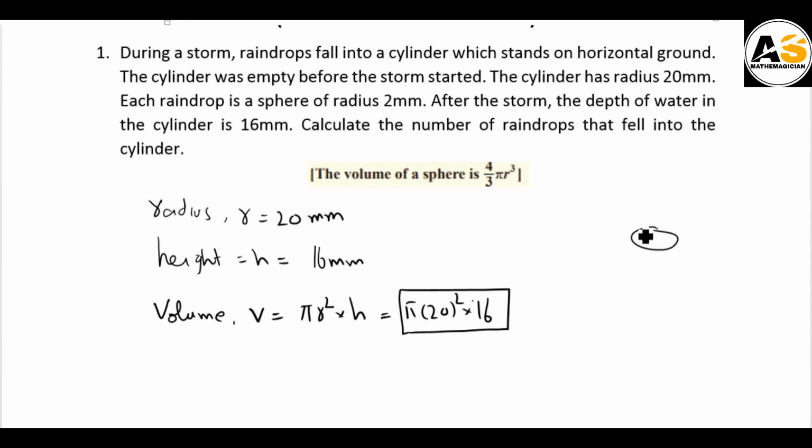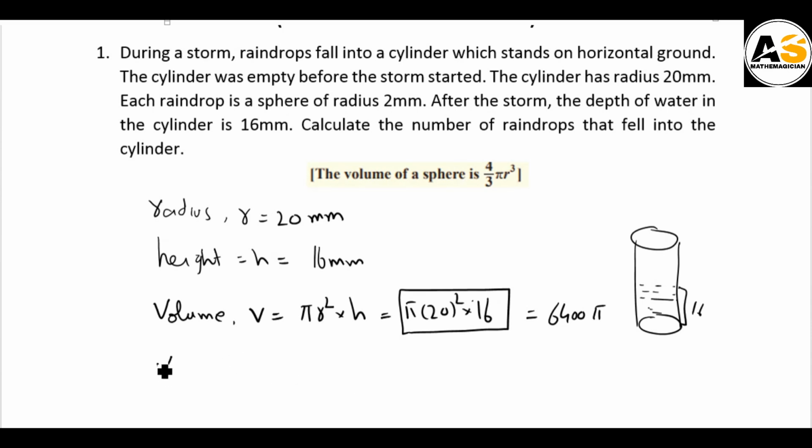This is a cylinder, its radius is given, water is poured into the cylinder, and the depth of the water is 16. So I have calculated the volume of this water, which is pi into 20 squared into 16. We can simplify it. It will be 6400 pi, in millimeter cubed. This is the volume of the water.